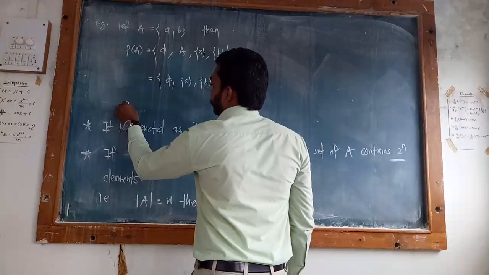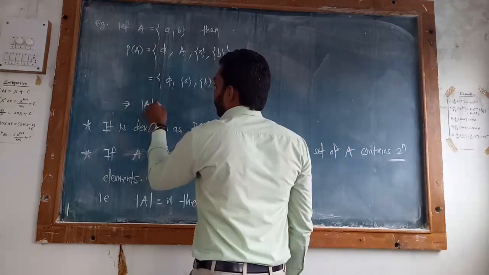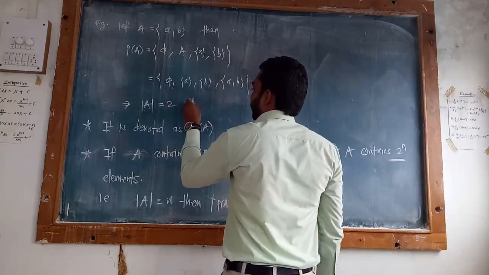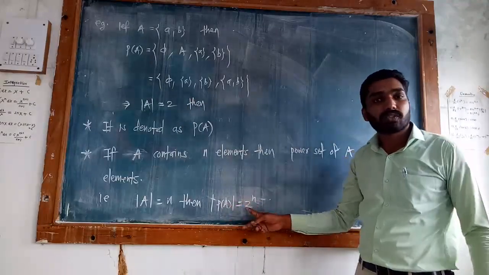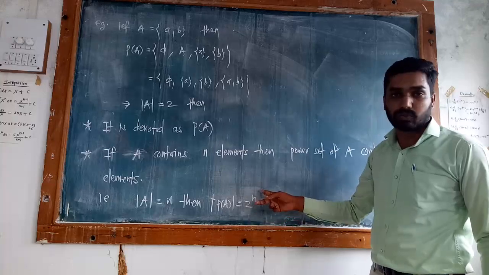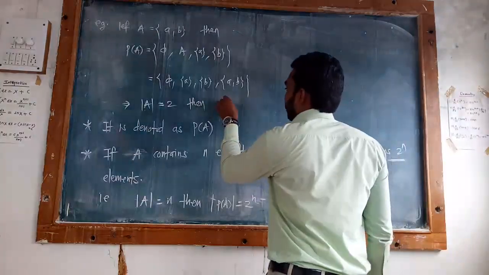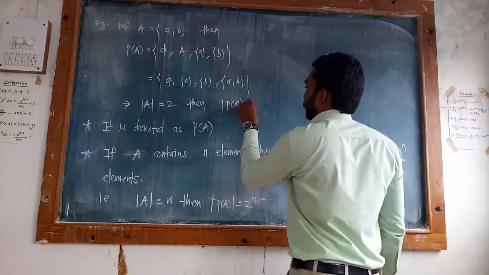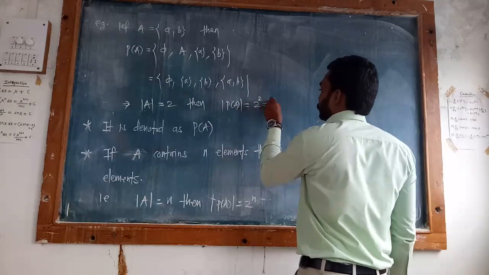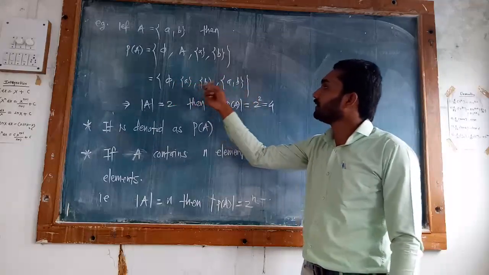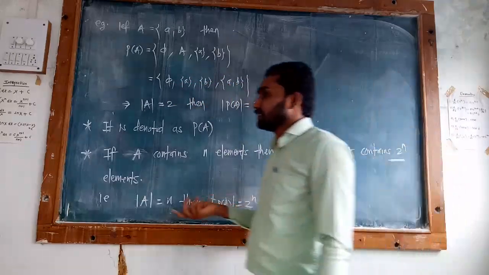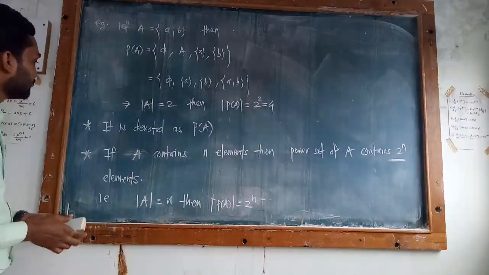So what is the cardinality of set A? 2. Then by the remark, what is the cardinality of the power set of A? It is 2 raised to n, that is 2 raised to 2. That is 4. 1, 2, 3, 4. Okay. So let me take another example.